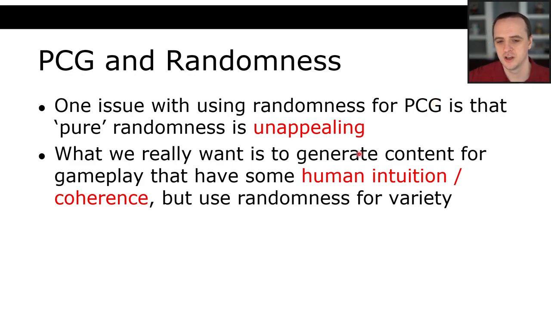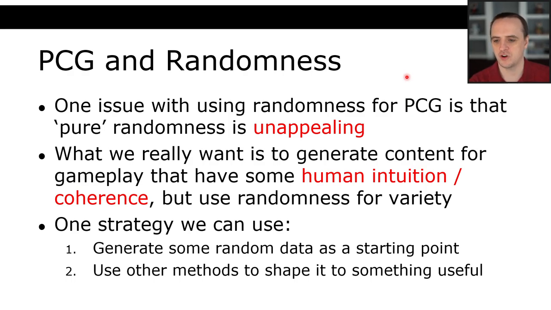So what we really want to do is to generate content for gameplay that has some sort of human intuition or coherence behind it. Because pure randomness is bad, but pure determinism means you have no variety, right? So we're going to use randomness for variety, but we're not going to use pure randomness. One strategy that we can use, and we'll see that in this lecture, is we'll generate some random data as a starting point, and then we'll use some sort of method on top of that random data to shape it into something useful. Our algorithm is going to be deterministic, but we can start that algorithm from a random starting point. That means that given the same data, we'll produce the same thing, but if we start with some random data, then we'll produce more diversity in our eventual content.